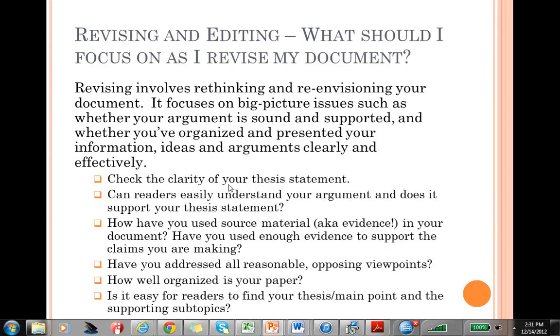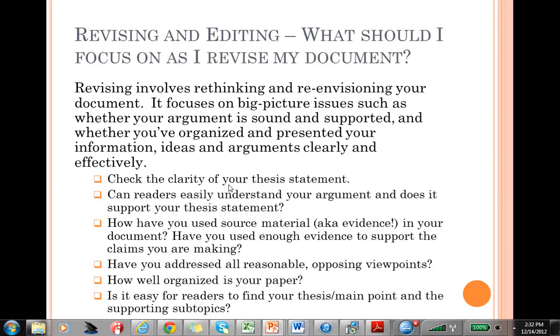First, you want to check the clarity of your thesis statement. How clear is it that the sentence that is your thesis statement is your thesis statement? Can readers easily understand your argument? And does it support your thesis statement? Are all your subtopics, everything that you're putting forward, supporting your thesis statement? Because that's your goal in this paper.